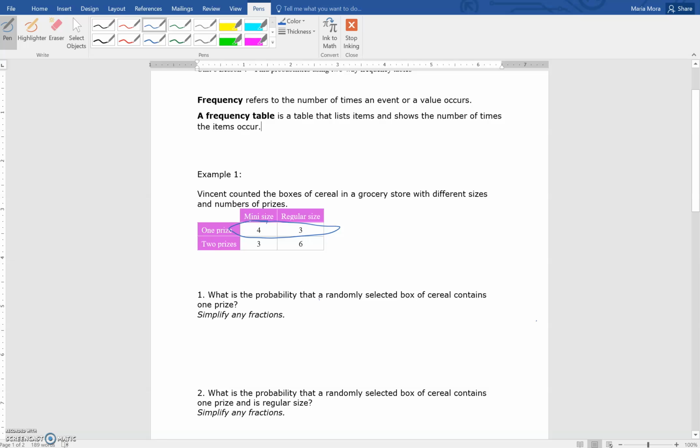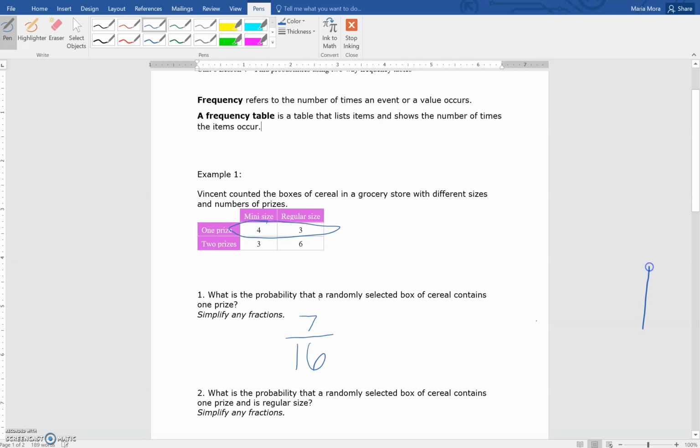So one prize would be the 4 plus the 3, which is 7, but the total number would be the total number in the table. So it would be 4 plus 3 plus 3 plus 6. So that would be 4 plus 3 is 7, plus 3 is 10, plus 6 is 16. So the probability that a randomly selected box of cereal contains one prize would be 7 out of 16.